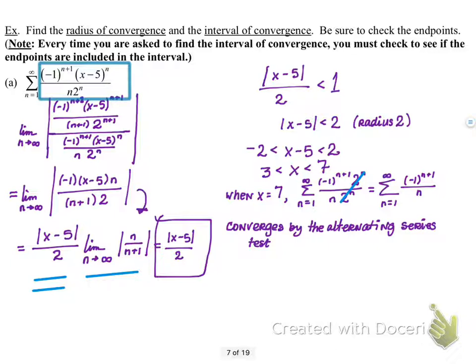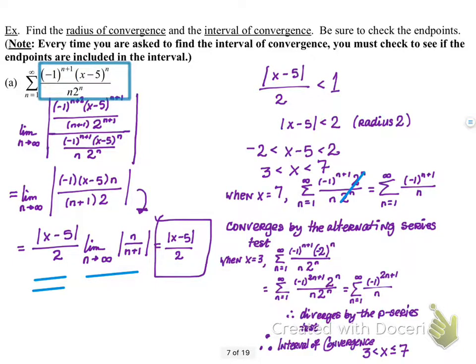Now we're going to go in and see what happens when we plug in 3 to our series. So we're going to have 3 minus 5 to the n, and that's going to change things a bit. Okay, now we check the other endpoint, and we see that that one actually turns into the harmonic series. And the harmonic series diverges by the p-series test.